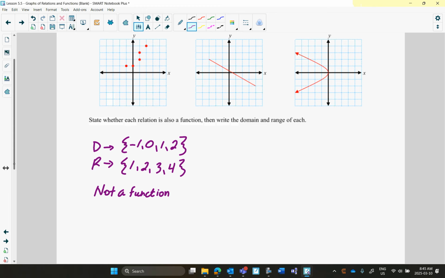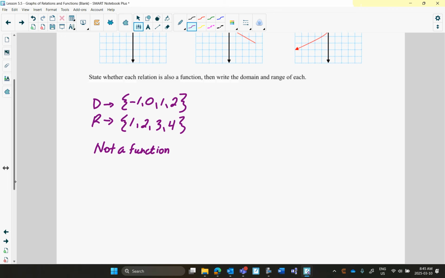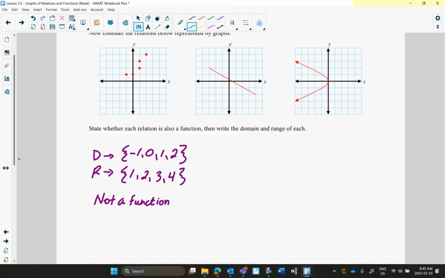And why is it not a function? Which one repeats? Which x value repeats? 1. Because there's the point 1, 2 and the point 1, 3. Okay?